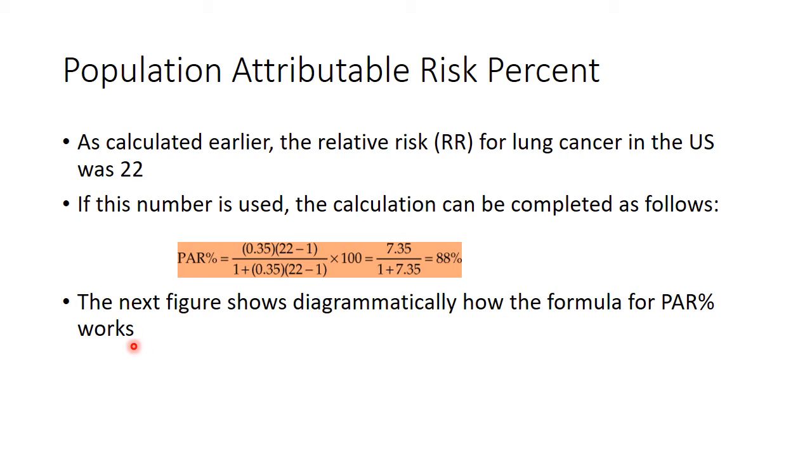So if we were calculating this again using relative risk, based on the numbers we saw previously, which was 22 for those adult male smokers, we use that number. You can see 0.35, which assumes 35% of that male population was smoking, times 22 minus 1. So again, it's just your relative risk of exposed versus non-exposed minus 1. Then you divide this out, and essentially what you get is around 88%, which is pretty close to what we got using absolute risk differences. We'll show you diagrammatically in a second how that formula works.